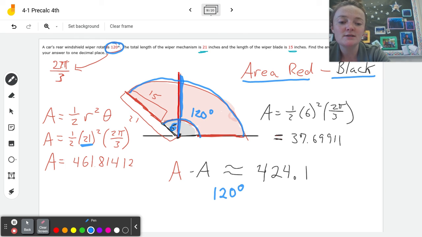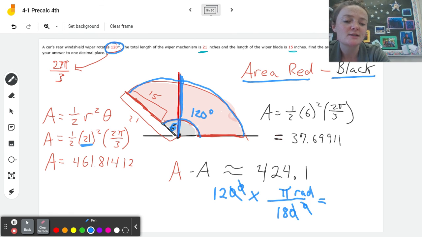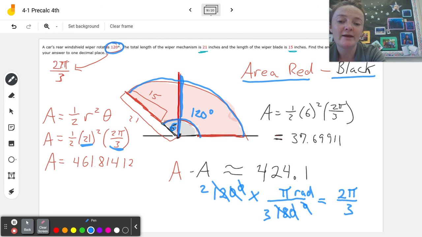Take 120 degrees, and I want degrees to cancel. So I'm going to put degrees in the bottom. 180 degrees are in pi radians. If I multiply this out, degrees are canceling. There's a 10 that I can cancel. And 6 goes into 12 2 times, and 6 goes into 18 3 times. And so what we get is 2 pi over 3 radians. And that's what I'm going to plug in to my area formula, which is going to give me this number right here. I think I rounded it to some crazy decimal places.